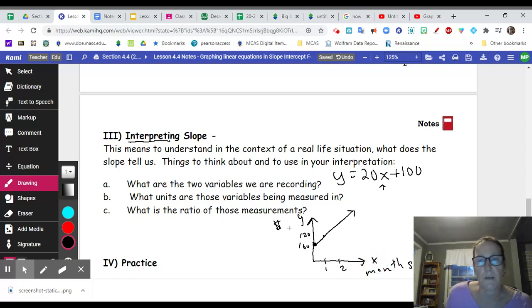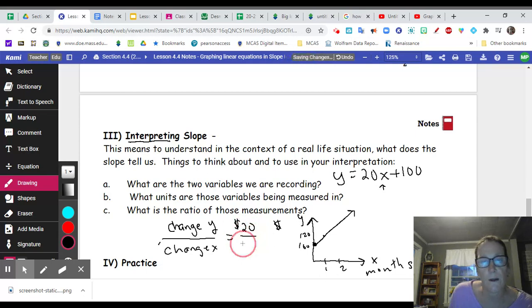And so that's why I need to know that I'm measuring in dollars. I need to know that I'm measuring in months. And then I find that ratio. And the ratio for slope is always change in y over change in x. And when I calculate the change here, I get an increase of $20 every 1 month.